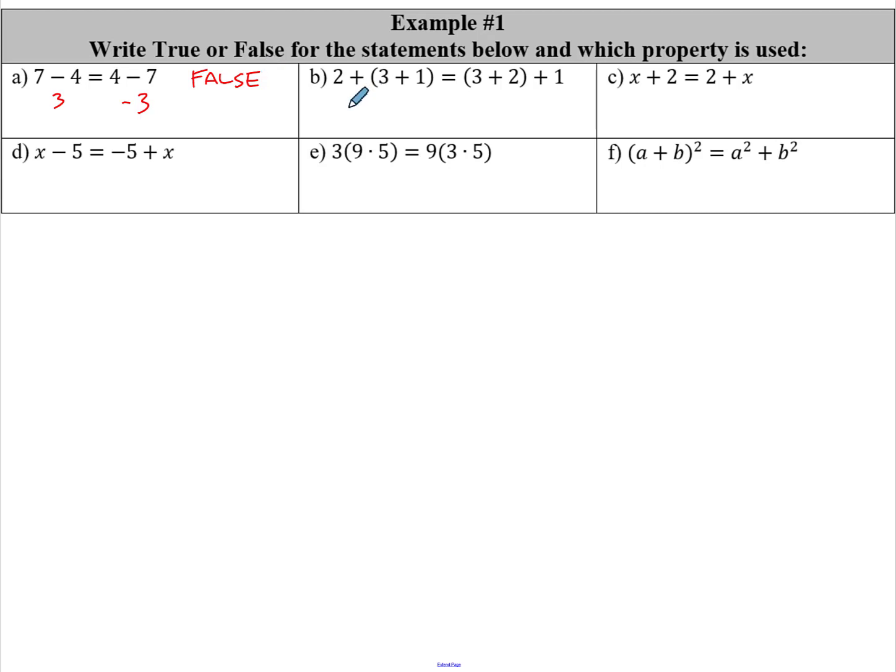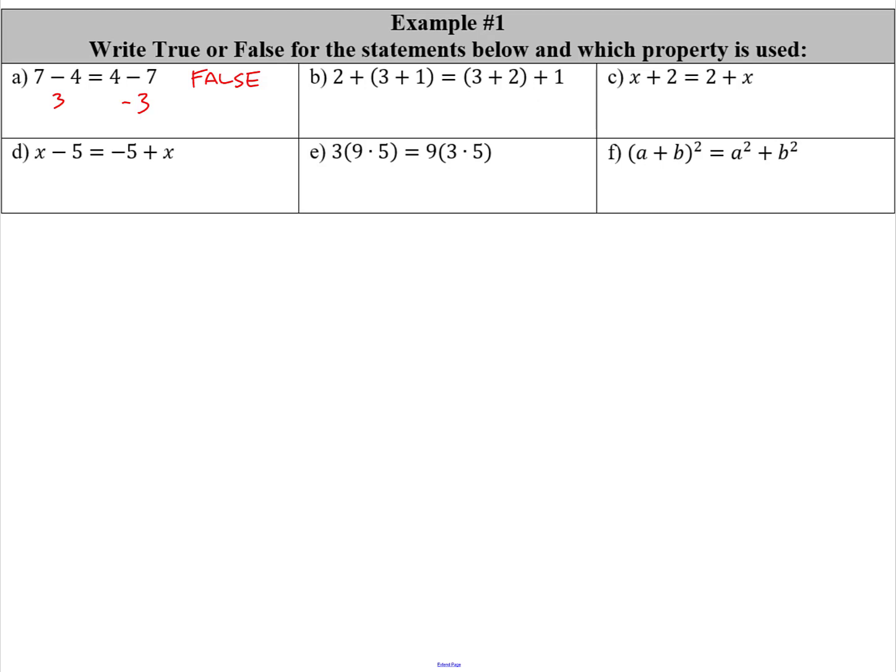Letter B, we have 2 plus the quantity of 3 plus 1 is equal to the quantity of 3 plus 2 plus 1. So what does it look like we're doing here? We have some sort of grouping. So let's actually crunch these values out. 3 plus 1 would give me 4. 2 plus 4 would give me 6, correct? Same over here. 3 plus 2 would give me 5. Plus 1 would give me 6. So it does look like 6 equals 6.